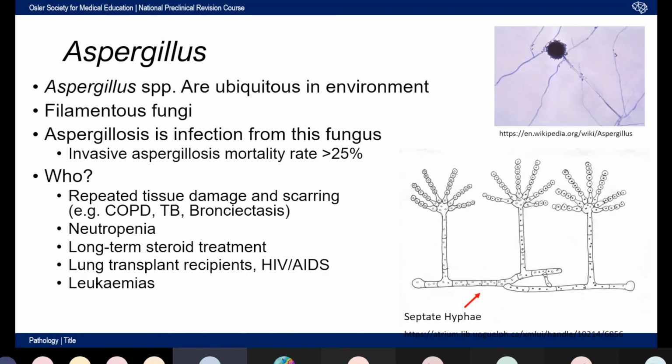The next, Aspergillus, is another medically important fungus. So again, this is an environmental one. Aspergillus species are ubiquitous in the environment, they're everywhere, and it's a filamentous fungus. Most people don't get infected because even though we breathe it in, our immune system is able to prevent infection, but immunocompromised people are more likely to be affected. Aspergillus causes aspergillosis, and invasive Aspergillus has quite a high mortality rate, over 25%. People that tend to be affected are those with damage to the lungs, like COPD, TB, or bronchiectasis. Neutropenia can cause an issue with Aspergillus, and then again, just other causes of immunosuppression.